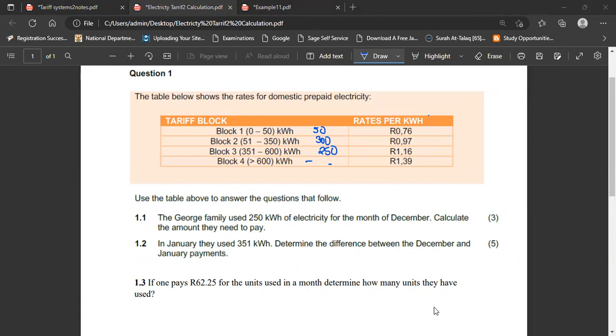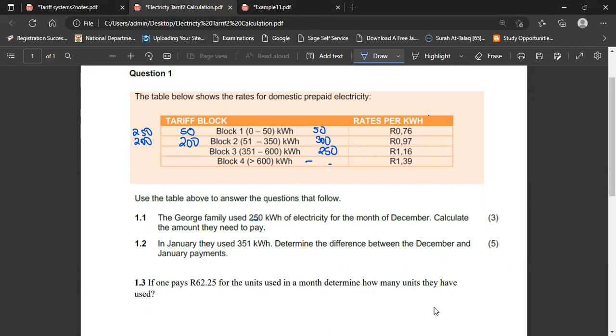So the first thing you're going to do is to break down this into these blocks. 250, the 50 units will come here. What do you remain with? You remain with 200. Indeed, the 200 will come here, and it will stop here. Why? The person used 250. Because had it gone beyond 300, then it will bring the breaking down here. Anyway, let's come and see.